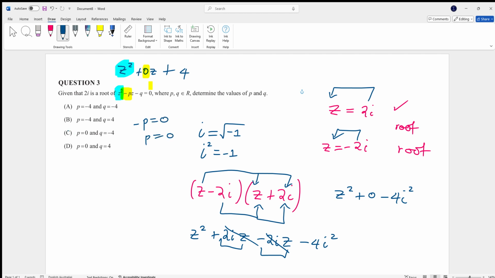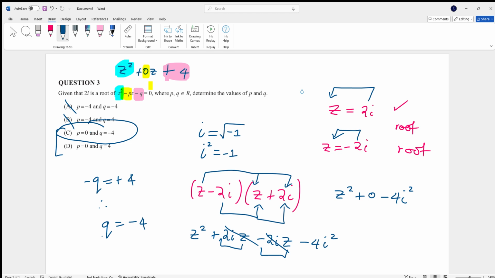So it can only be between C or D as our answer straight away. These ones are incorrect because they got p as negative 4. Then we just test the next value. So here we can see the positive 4 is equal to your negative q. So negative q is equal to positive 4. Therefore, q would be equal to negative 4, dividing both sides by negative 1 to get q by itself. So the correct answer here is C. p equals 0 and q equals negative 4.